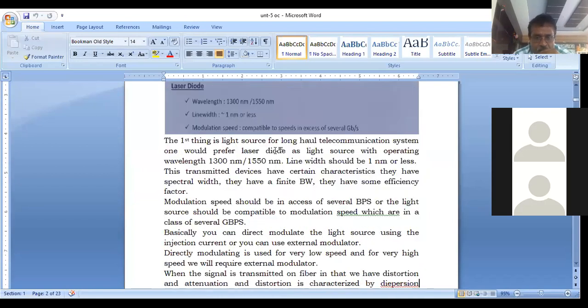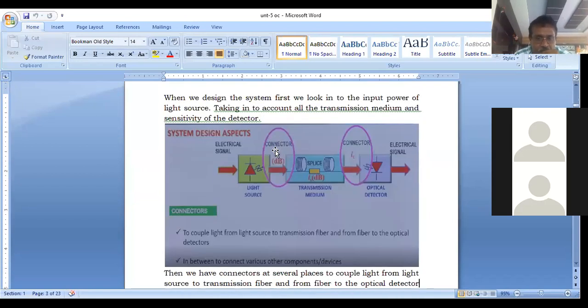Next, if we take the transmission medium, in between there are connectors. What is the use of connectors? A connector is used to couple the optical light from the optical source into the transmission medium, which is nothing but the optical fiber.